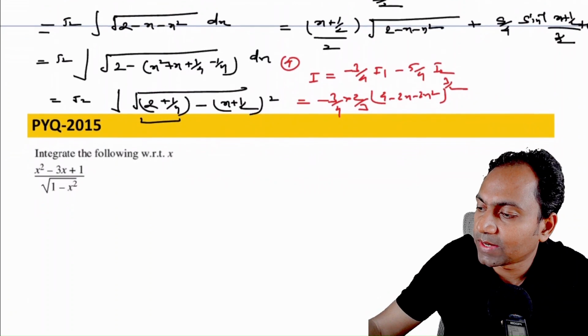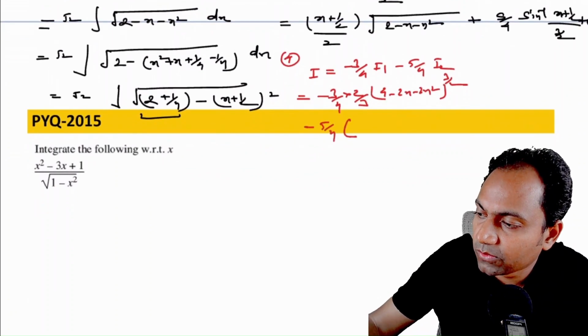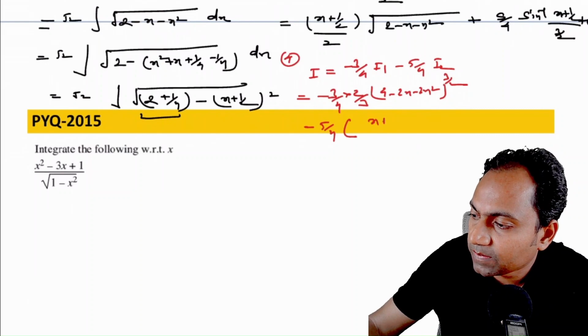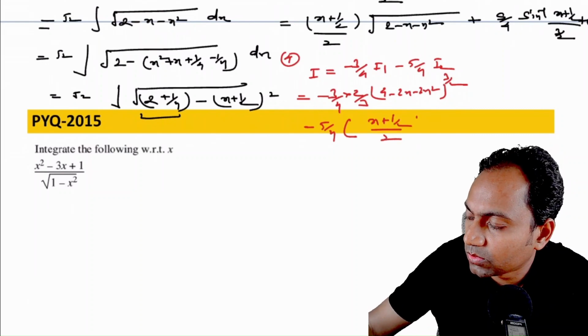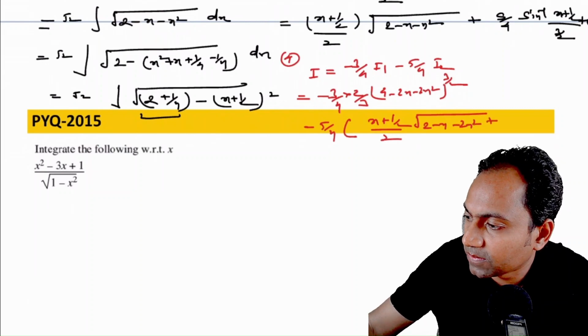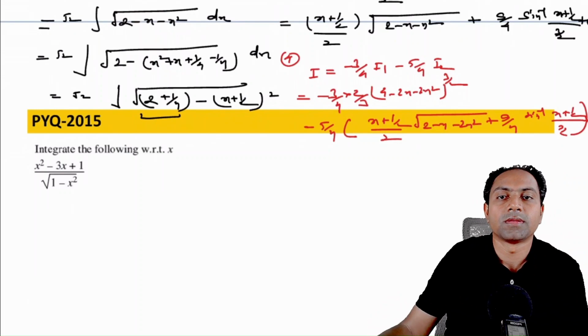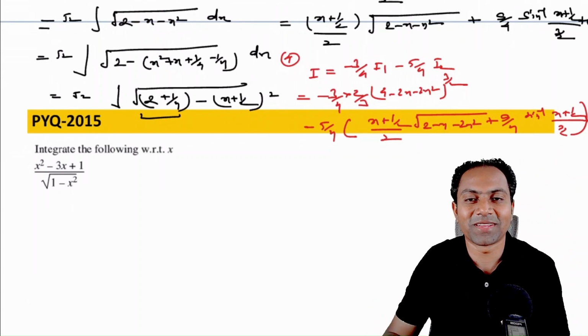And then the next part came out to be nothing but minus 5 by 4 into (x plus 1 by 2) by 2 root of (2 minus x minus 2x square) plus 9 by 4 sine inverse of (x plus 1 by 2) by 3 by 2, plus c. This we have figured out, and this is how we get the answer.